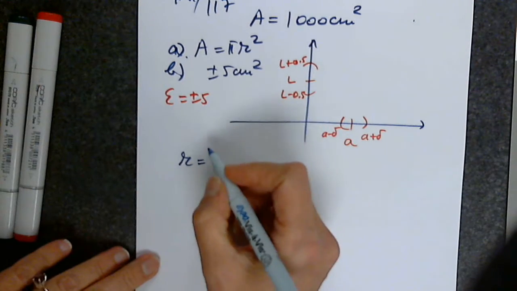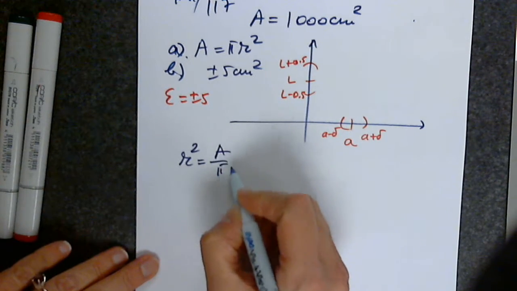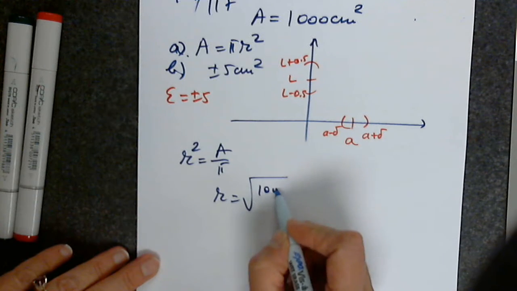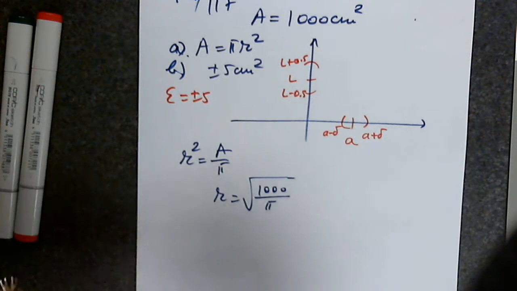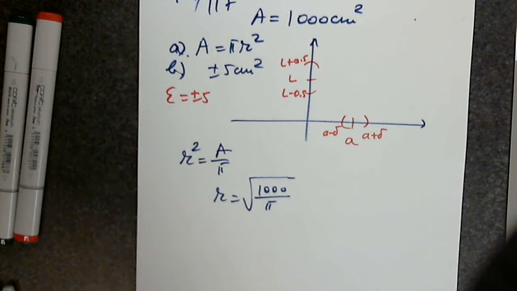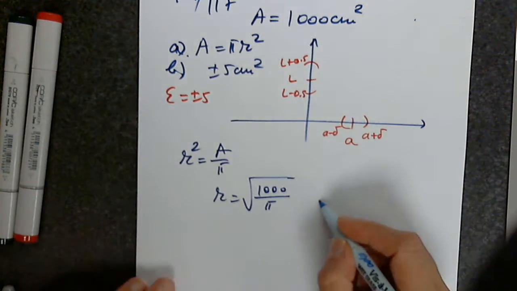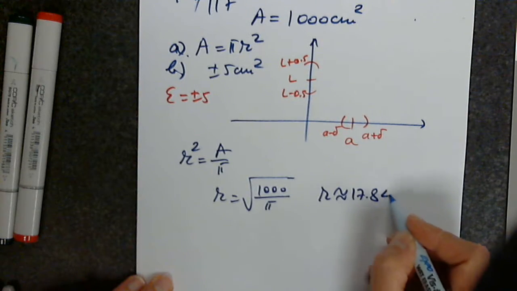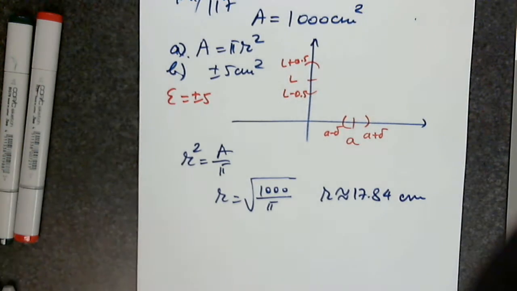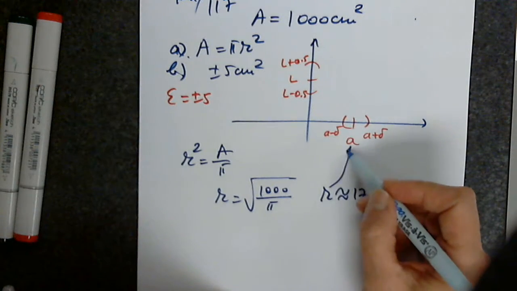Okay, so let me do this then. So r squared equals A divided by pi. So r equals the square root of 1,000 divided by pi. So what did you get when you took the square root? So I have 1,000 divided by pi, and I got 17.84, approximately, centimeters. Okay, so this is our number here.